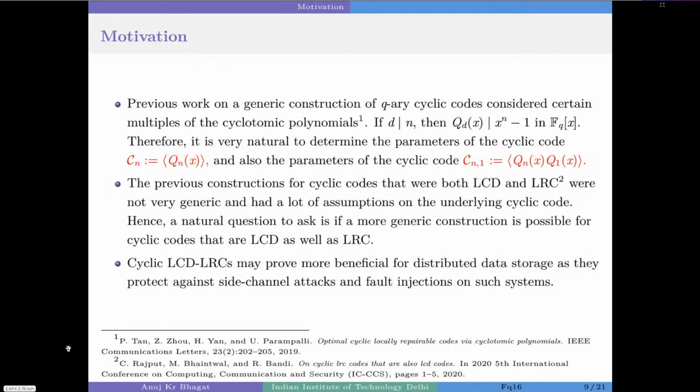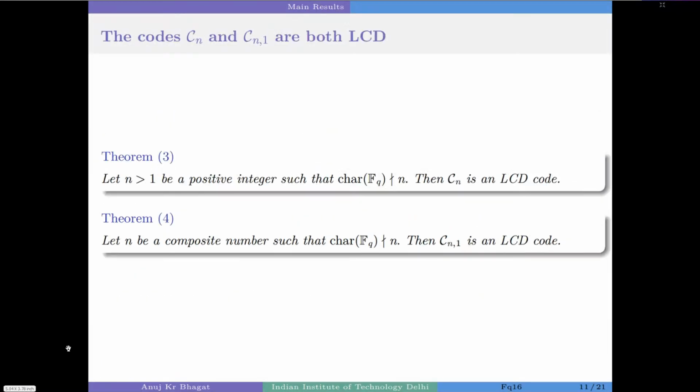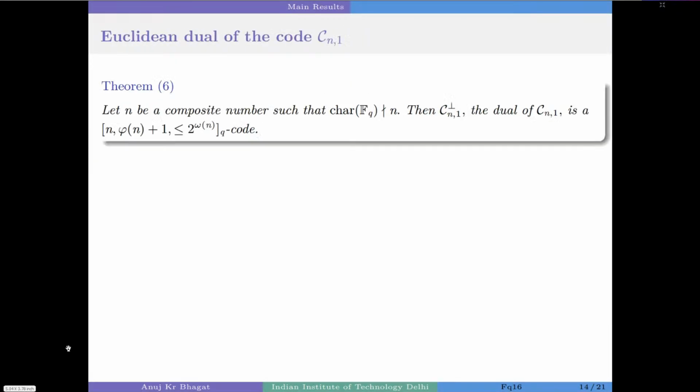If you look at some families of LCD codes which are also LRC, the previous constructions for codes which were both LCD and LRCs were not very generic and had a lot of assumptions on the underlying cyclic code. However, the construction that we gave has no such assumptions on the length or anything else. Let me come back to the results part again and conclude it.